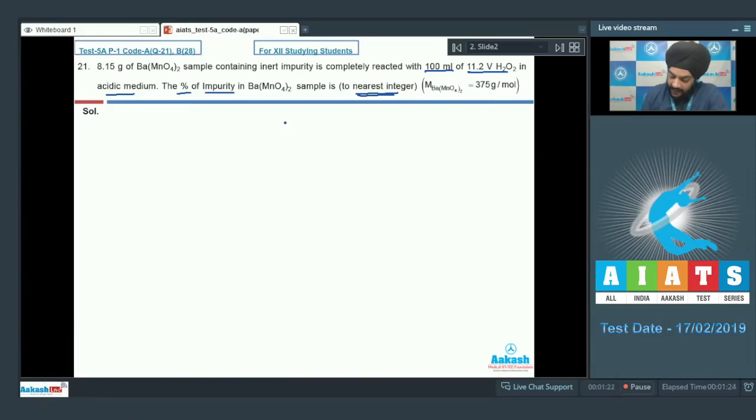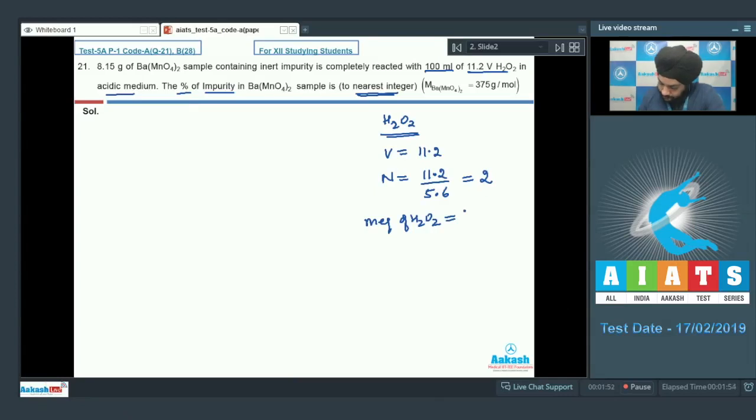So if we talk about the H2O2 sample which is given to us, it is given that the volume strength of H2O2 is equal to 11.2. The normality can be found out by dividing 11.2 by 5.6, which will give us a value of 2 normal. Now if we talk about the MEQ of H2O2, that shall be equal to 2 into 100, which is equal to 200.